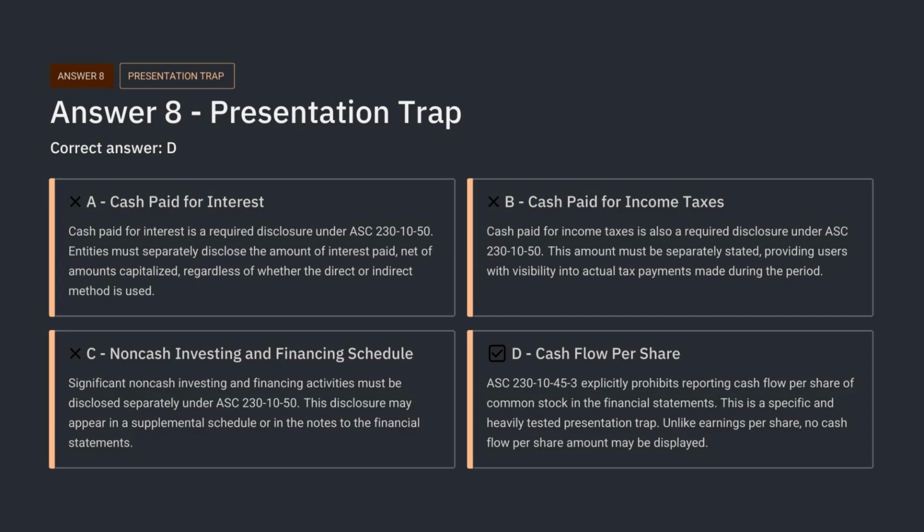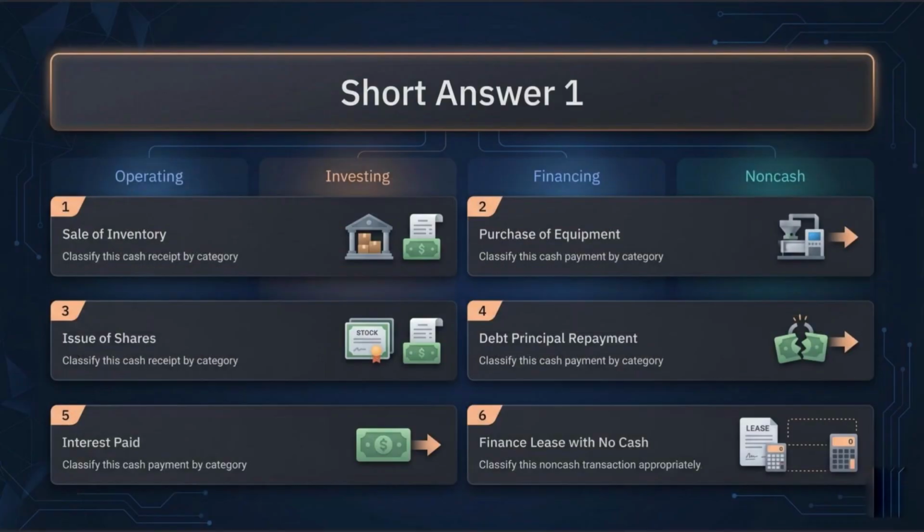Option A is wrong because cash paid for interest is disclosed separately under ASC 230. Option B is wrong because cash paid for income taxes is also disclosed separately. Option C is wrong because significant non-cash investing and financing activities must be disclosed separately, either in a schedule or in the notes. Option D is the trap because students often confuse it with earnings per share. EPS may be required under ASC 260, but cash flow per share is not a GAAP financial statement display item. ASC 230 is very clear here. Do not display it.